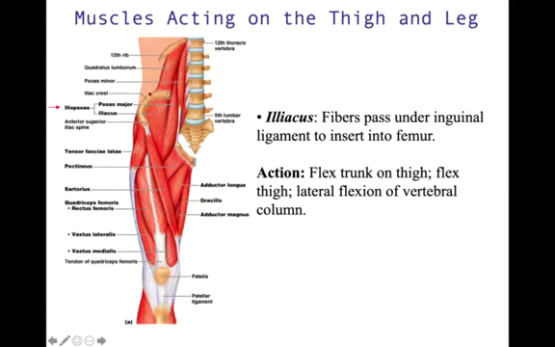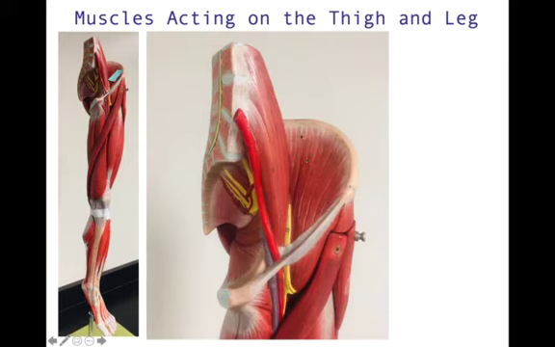Here you can see the iliac crest of your coxal bone, and the lining of the ilium on the inside here is your iliacus muscle. So this is your iliacus muscle right there. It flexes the trunk on the thigh, and flexes the thigh, and does lateral flexion of the vertebral column. If I go here on this model, you see the blue sticker right on the iliacus. If I remove that sticker, you can see the iliacus right here, and there's that iliac crest right here.